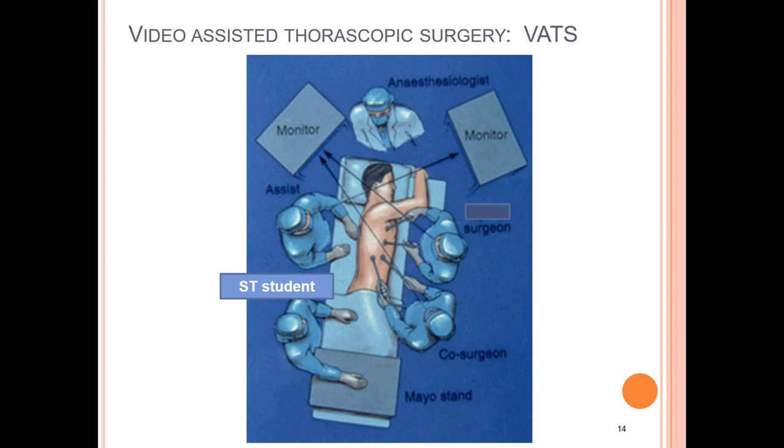VATS is indicated to diagnose or stage lung cancer, diagnose and treat fluid around the lung, diagnose and treat fluid around the heart, diagnose and treat mediastinal tumors, tumors in the area between the lungs, treat blebs or small sacs of air on the lungs, which can lead to a collapsed lung, treat lung cancer in patients who cannot tolerate open surgery, and reduce lung volume in emphysemic patients.